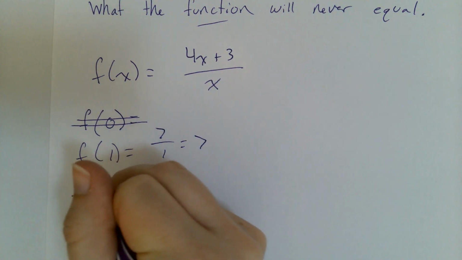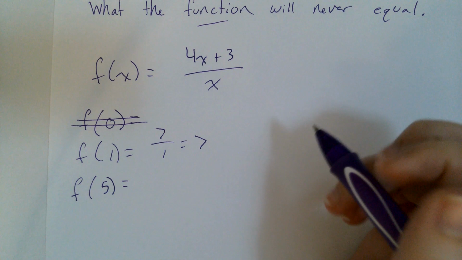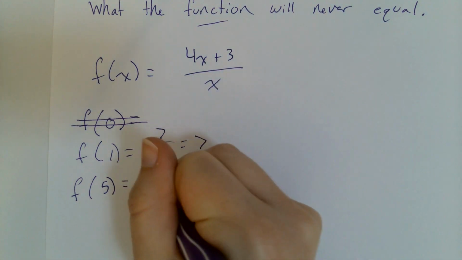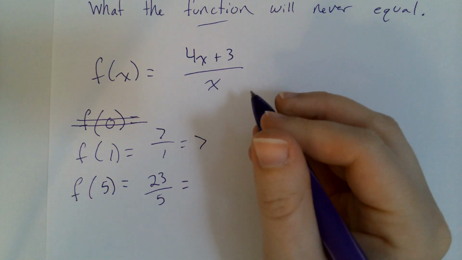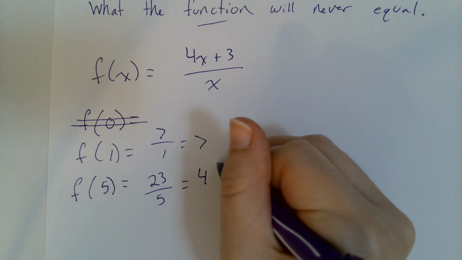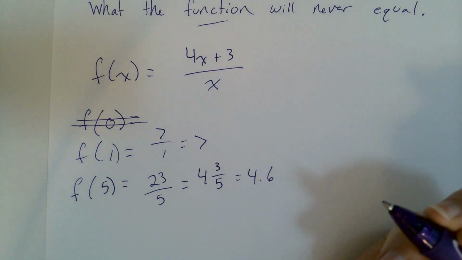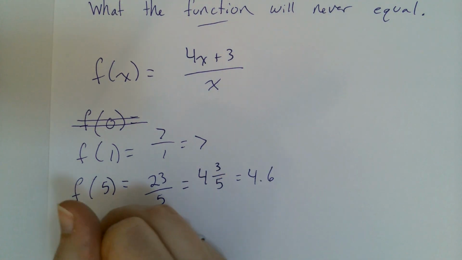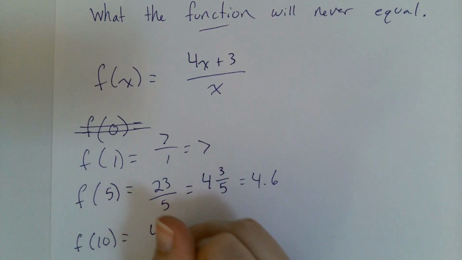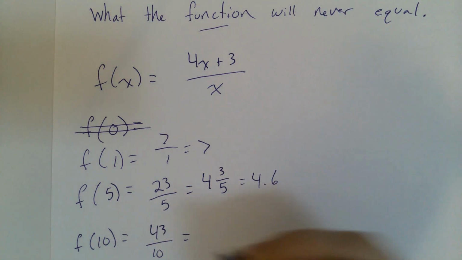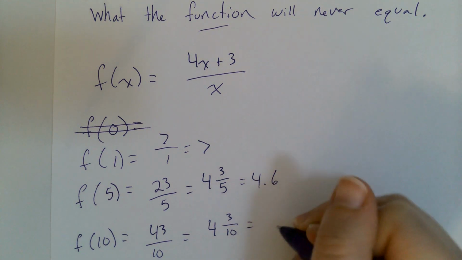Let's plug in 5. That's going to give us 23 over 5. And just so we have an idea what that is, that's 4 3/5, or 4.6. Let's plug in f of 10. That's going to give us 43 over 10, which is 4 3/10, or 4.3.